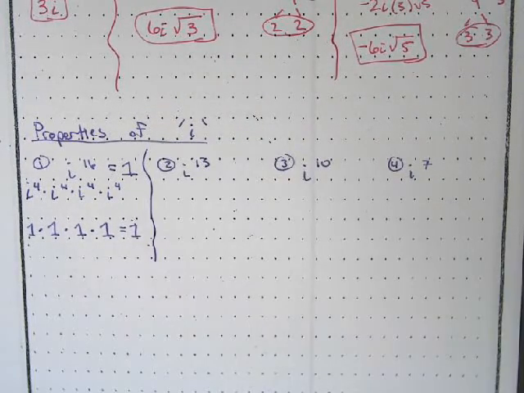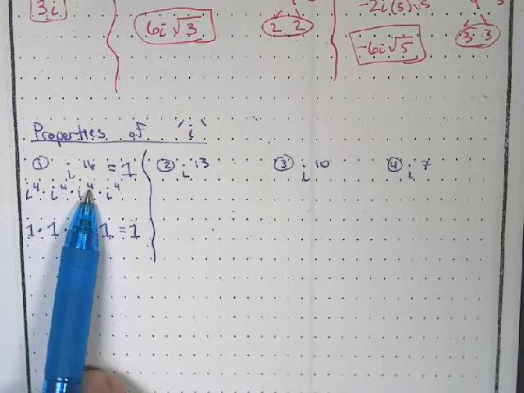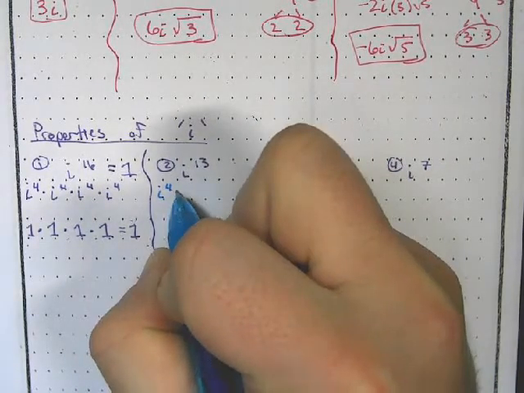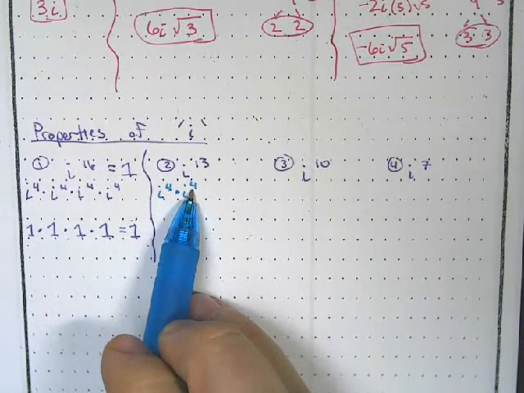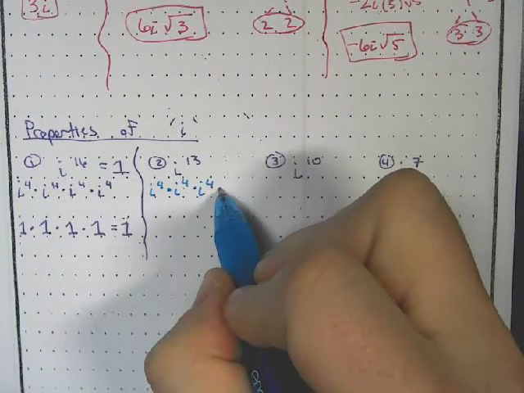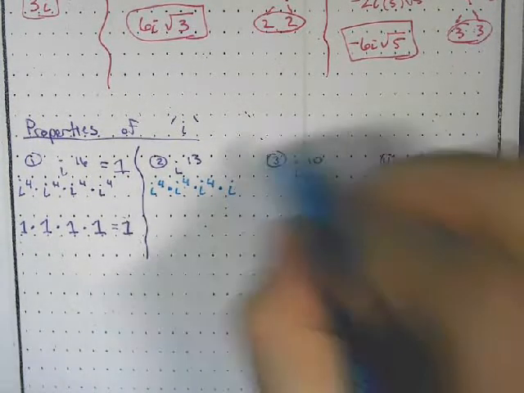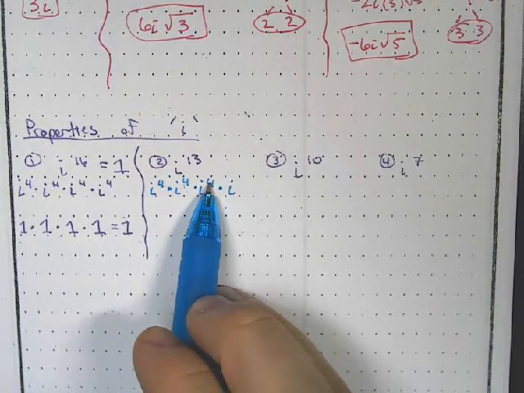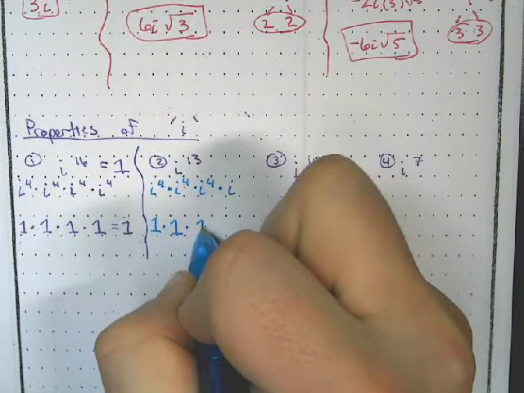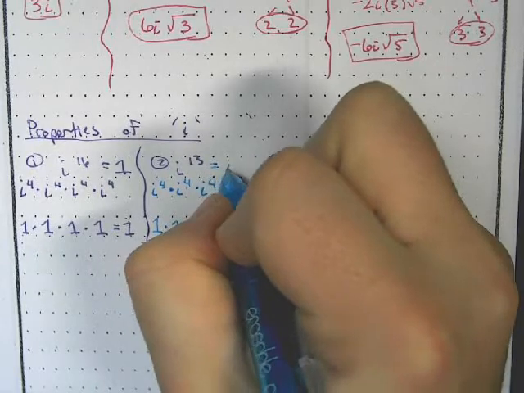So for i to the 13th, we'll do the same idea. We're going to use i to the fourth, and then whatever we need to get to 13. So i to the fourth, that's 4 i's, times i to the fourth, now that's 8 i's, times i to the fourth, that's now 12 i's. So how many more i's do I need? I just need one more i to make it 13. 4 plus 4 is 8, plus 4 is 12, plus one more would be 13. So we get 1 times 1 times 1 times i equals i. So i to the 13th equals i.